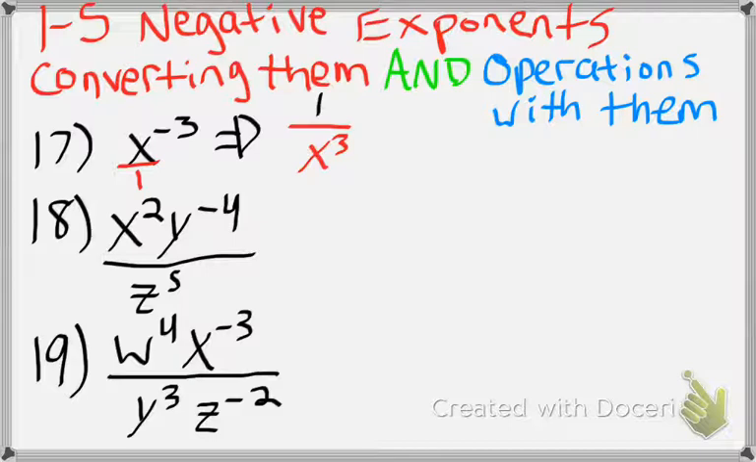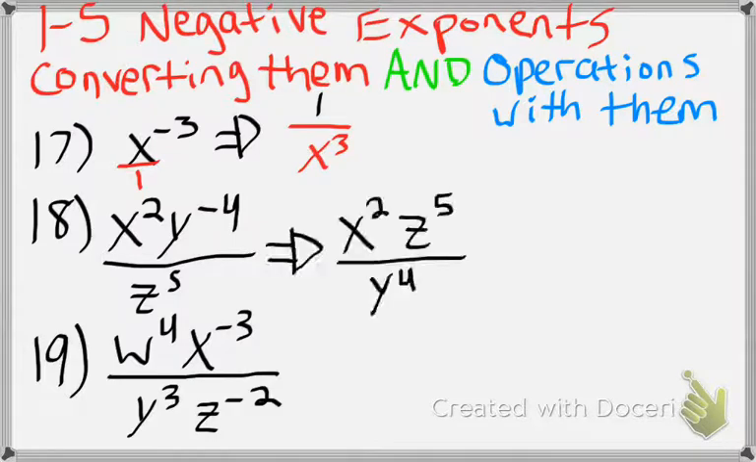Now press pause and try number 18, number 19. Or at least one of them. Notice, only the y had a negative exponent. So, I have a mistake in this one. The z should not have moved. Let me fix that. The z didn't have an exponent, so the z should not have been moved. So I put the z back on the bottom. So the answer should be x squared over y to the 4th times z to the 5th. Try number 19 if you haven't done so already.